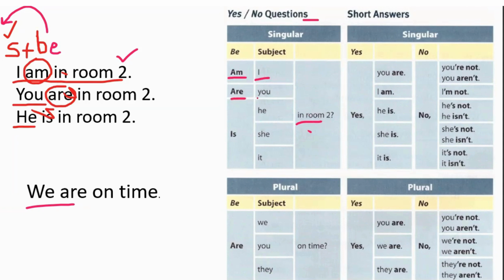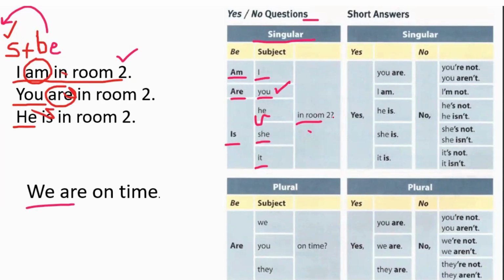Are you in room 2? And then is. Is he? Is she? Is it? So remember that we are dealing here with the singular subject. Here, you is one person. Now, how do we respond to these questions?